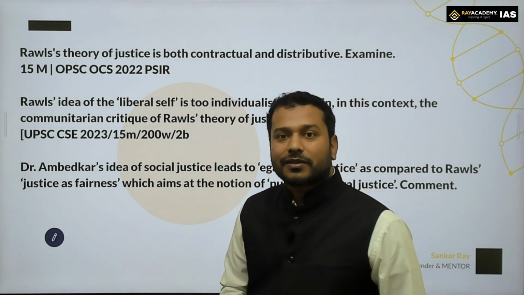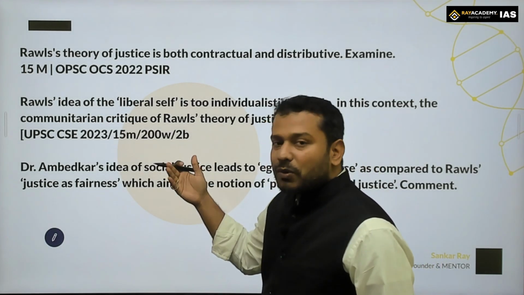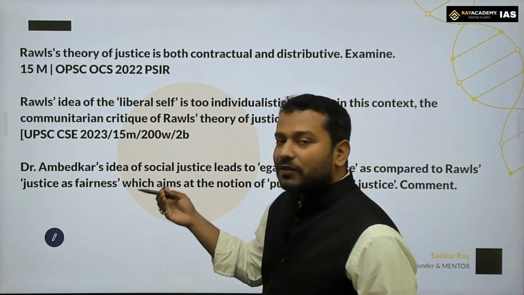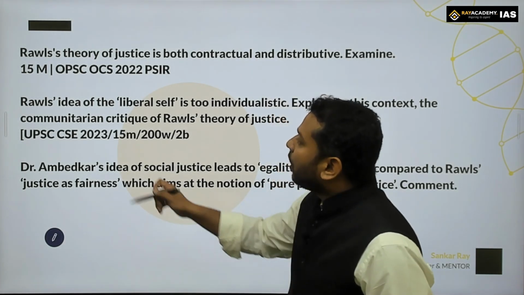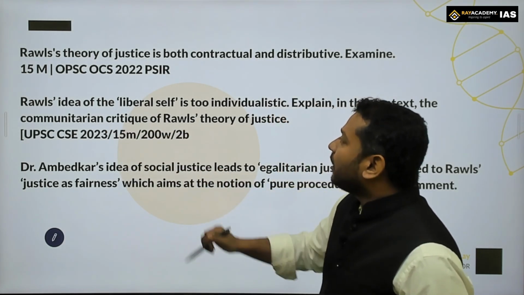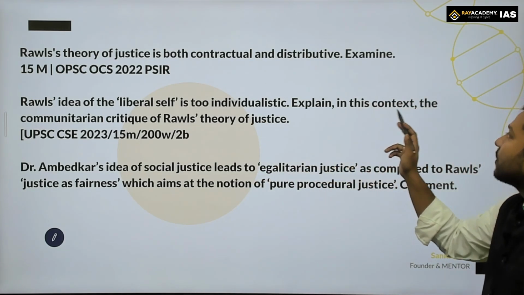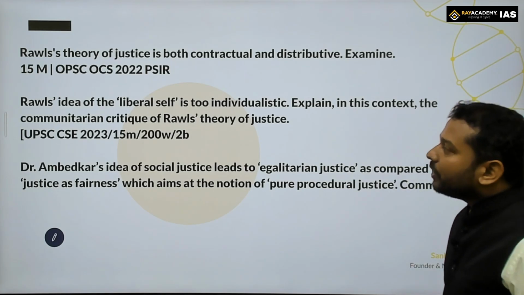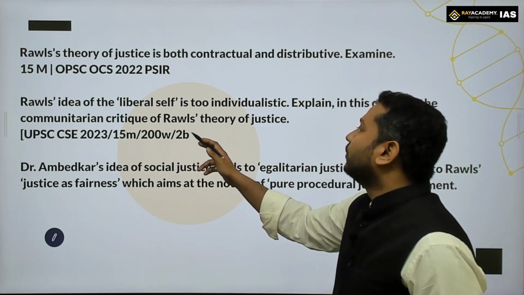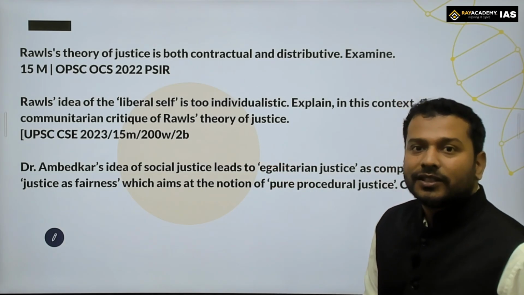2022, 15 marks. There were also many questions in UPSC. I have given you a few examples, like Rawls' idea of liberal self is too individualistic. Explain in this context the communitarian critique of Rawls' theory of justice.